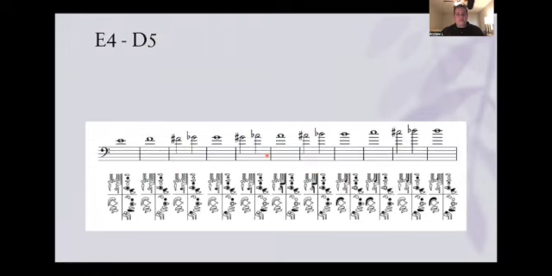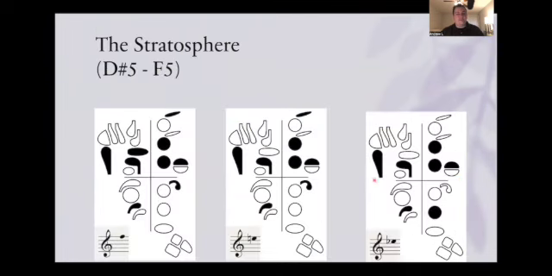Then we kind of go up into the much, much, much higher register, where all of the fingerings start to get a lot more complicated. To that end, we have the stratosphere, which is the last couple notes here. You can see that we have the E flat and then the E, and then all the way up to a high F, theoretically, at the top of the treble clef staff. And I say theoretically because a lot of these fingerings are theoretical. They're experimental, not always going to work on every single bassoon.